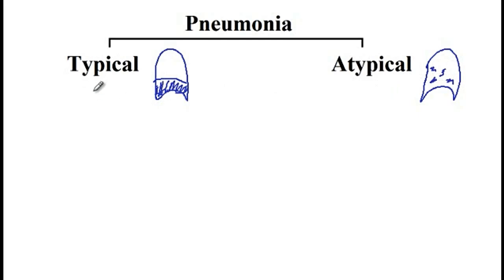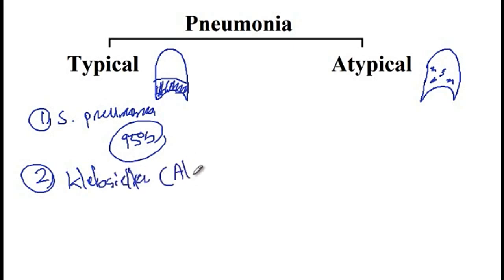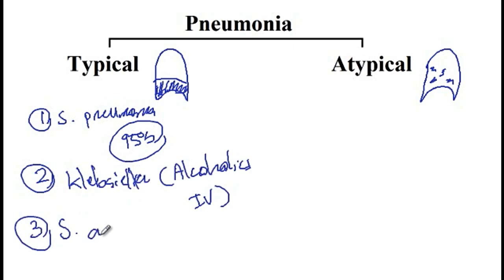Common causes of typical pneumonia include Streptococcus pneumoniae, which accounts for 95% of the cases of typical pneumonia, Klebsiella pneumoniae, which is commonly seen in alcoholics as well as IV drug users, and finally Staphylococcus aureus, which is seen in hospital-acquired pneumonia.